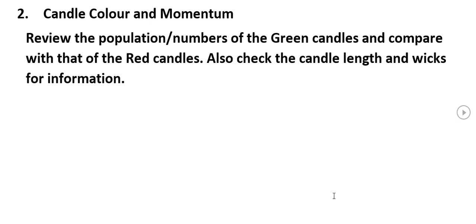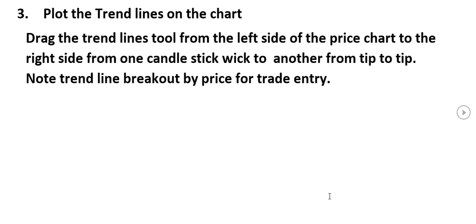But today, we'll be looking at how to plot trend lines on the chart. We can always start from the monthly chart, and can also plot trend lines on the weekly chart, then on the daily, the 4-hour, the 1 hour, and 30 minutes. You drag the trend line tool from the left side of the price chart to the right side, from one candlestick wick to another, from tip to tip. Note trend line breakouts by price for trade entry.